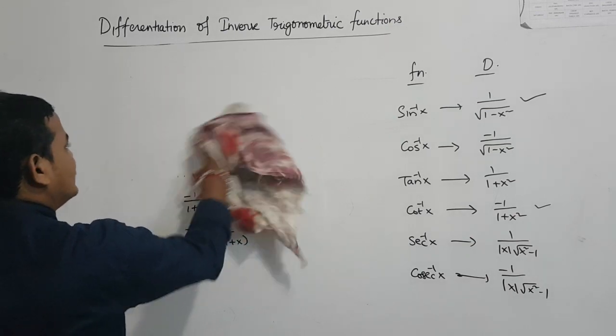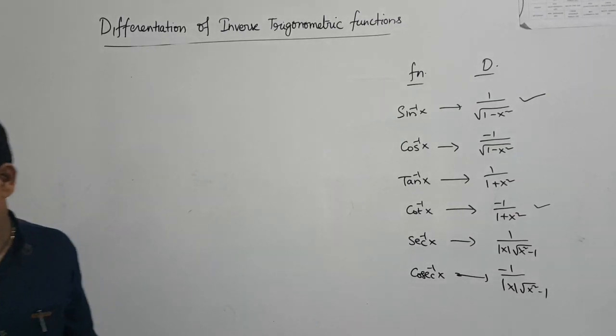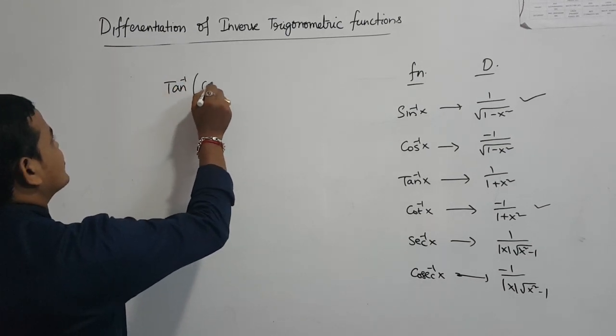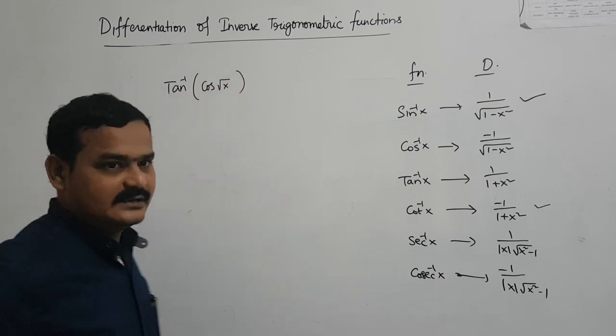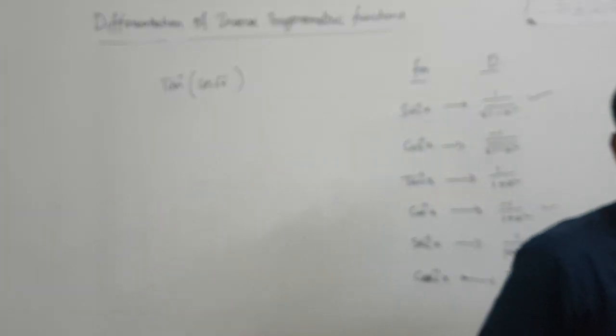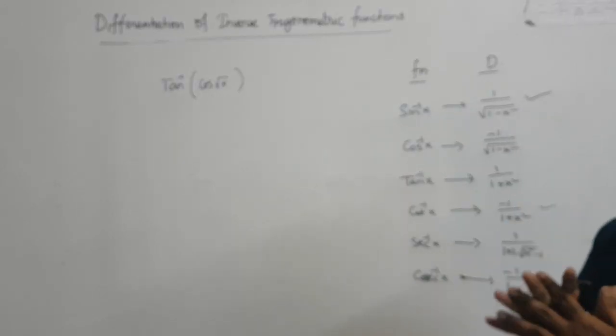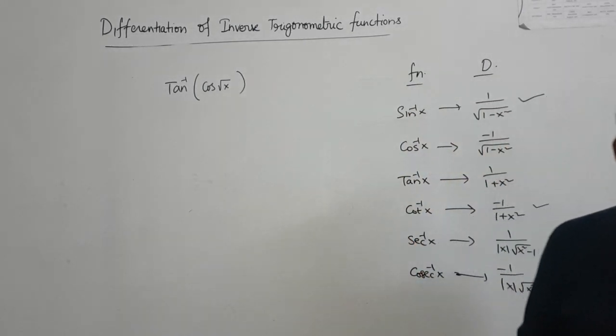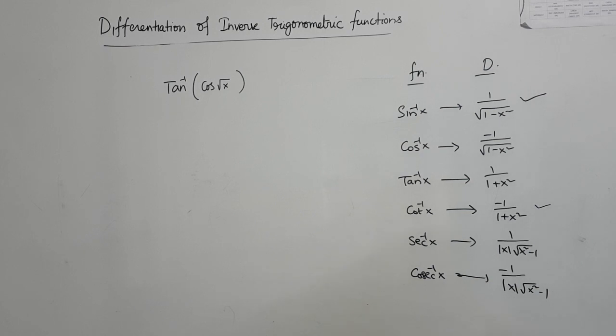Next one. Now I am going to differentiate the three functions: tan inverse of cos of root x. Just observe carefully, there are three functions. The first function is tan inverse of x, the second function is cos x, and the third function is root x.